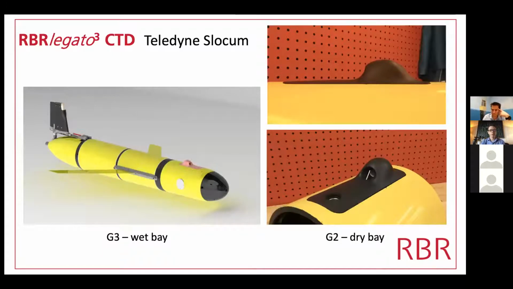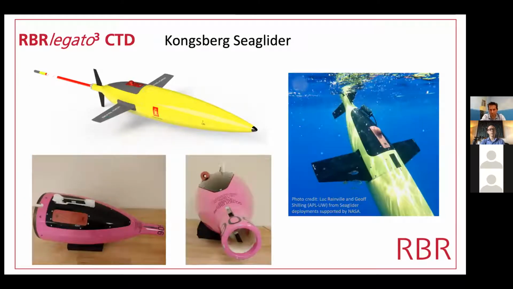In terms of the platforms where the Legato has been integrated, we have it on the Teledyne Slocum, both the G2 dry bay and the G3 wet bay, and it has been deployed numerous times. I believe one of the last ones was from Rutgers University just last month, and there's some really beautiful data coming out from there. We also have it in the Kongsberg Seaglider, or Hydroid, or University of Washington. I'm not sure really where Seaglider lives anymore, but I think let's say it's Kongsberg.